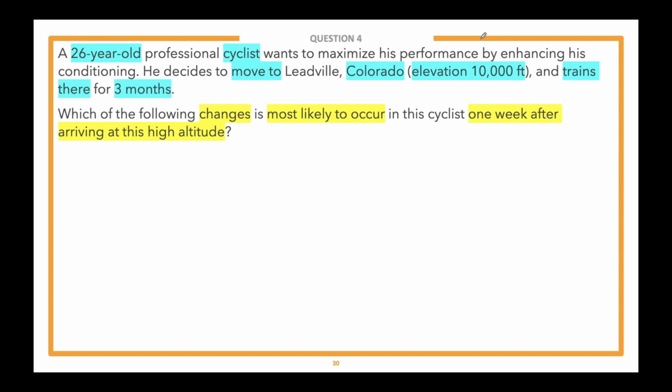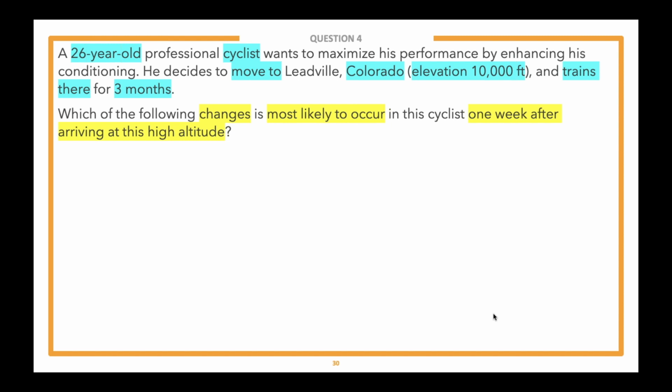We've got a 26-year-old cyclist, and we're essentially told that he moves to Colorado and wants to train there for 3 months. Whenever you're given a question like that, always think of high altitude, okay? Then they're asking about a change that's most likely to occur 1 week after arriving at this high altitude. I think this is a little bit tougher to determine steps, but we kind of need to know, 1, what is normal in a person or a cyclist, and then 2, what would happen when arriving at high altitude after 1 week. So that's important to make note of as well.